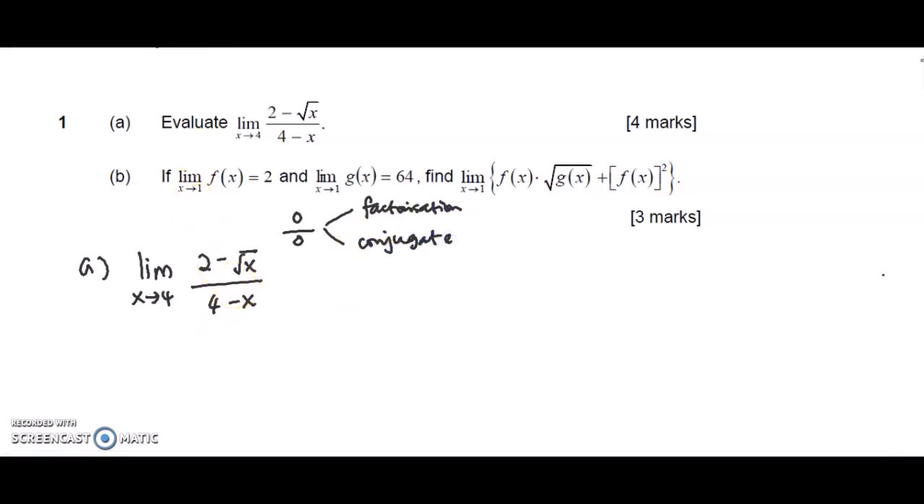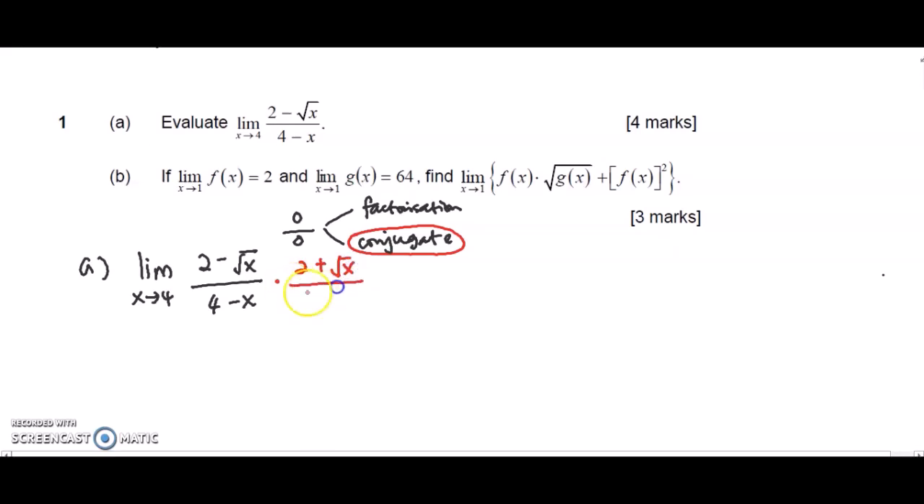So for this question, we got 0 over 0, right? Now, we either multiply by the conjugate or use factorization. Look at the function. We don't have any quadratic or cubic polynomial, but we have a square root term here. So probably we will use the conjugate. Multiply by the conjugate. The conjugate of 2 minus square root of x will be 2 plus square root of x.